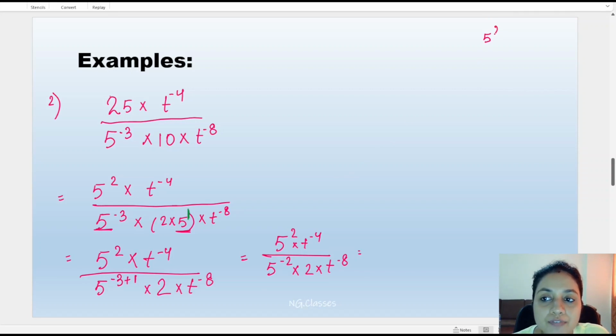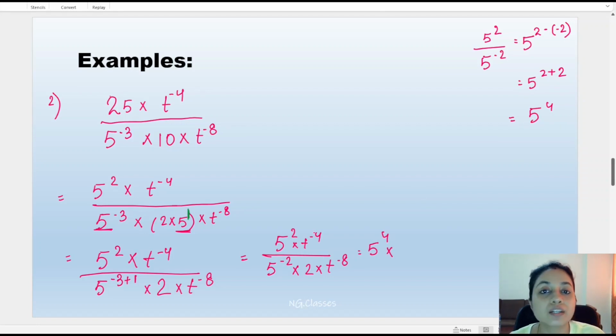If we have 5 squared divided by 5 to the power minus 2, the result will be a to the power m minus n, where m is the numerator's power. So 2 minus of minus 2 will give 5 to the power 2 plus 2, that means 5 to the power 4. So we got 5 to the power 4 over here.